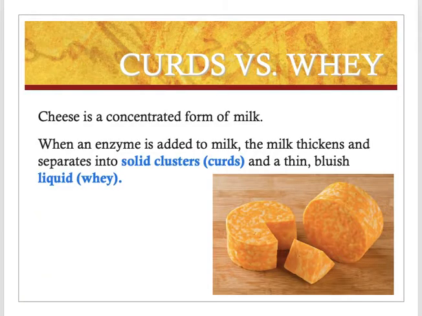we are looking at the start of cheese, and that would be the separation of curds and whey. We know that cheese is a concentrated form of milk, and when an enzyme is added to milk, the milk thickens and separates into solid clusters, which are the curds, and a thin bluish liquid called the whey. For most of our cheeses, we're going to use the curds to make the cheese. So when we see this separation, it is very purposeful. It is not an accident. We want to start using those solids to form new kinds of cheeses.